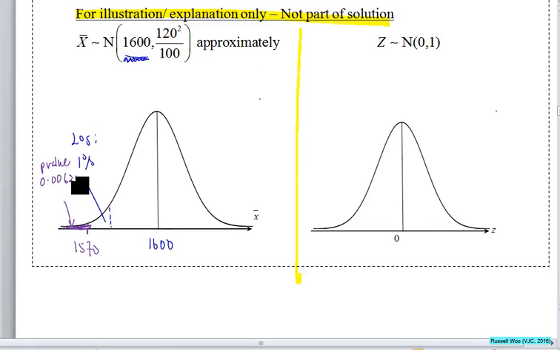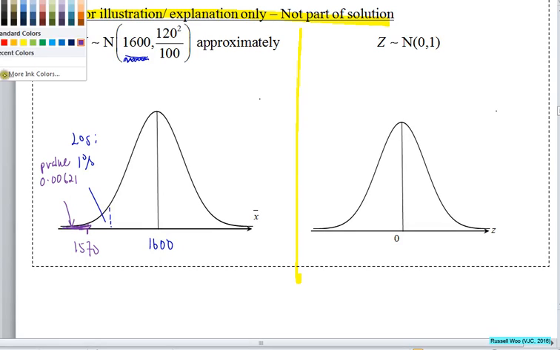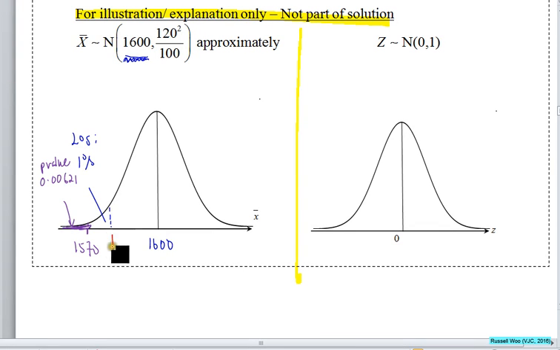There's another way of making the same conclusion. We could have said, if I inverse norm 1%, I could also get this particular critical value. You can calculate inverse norm, you will get 1572.08.